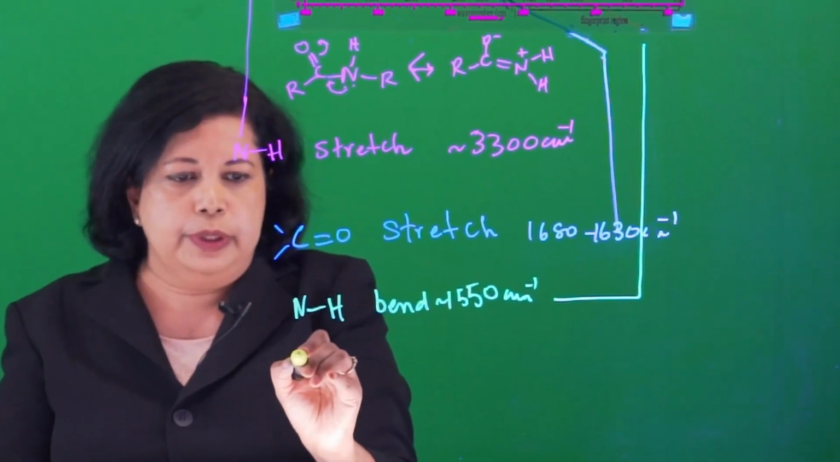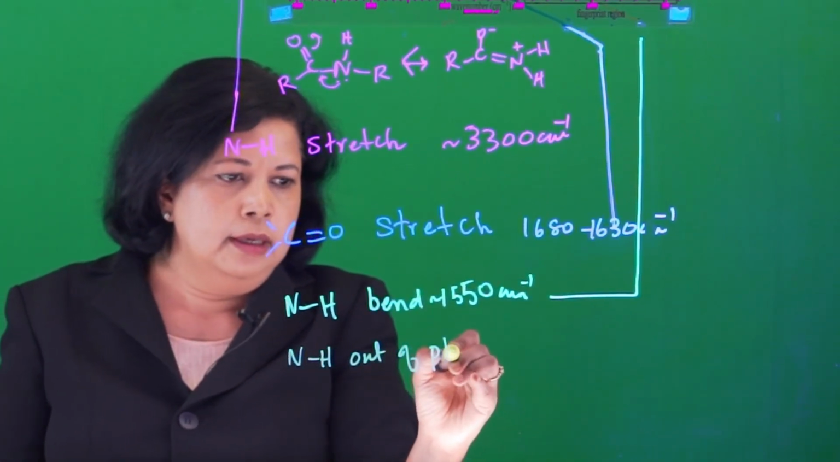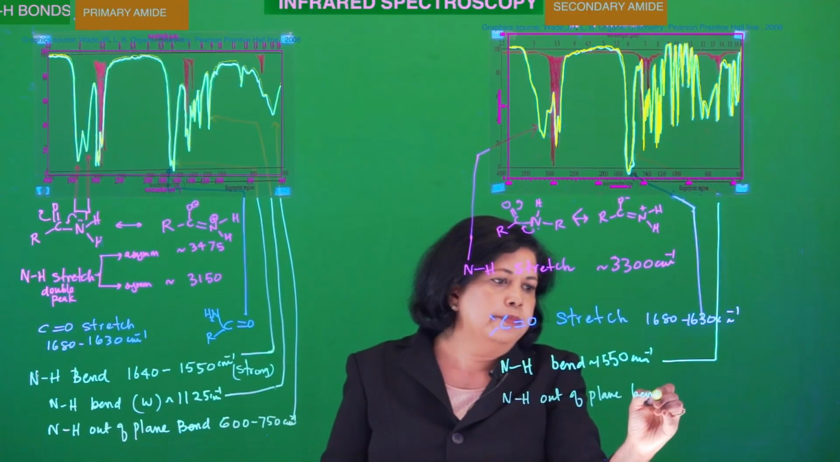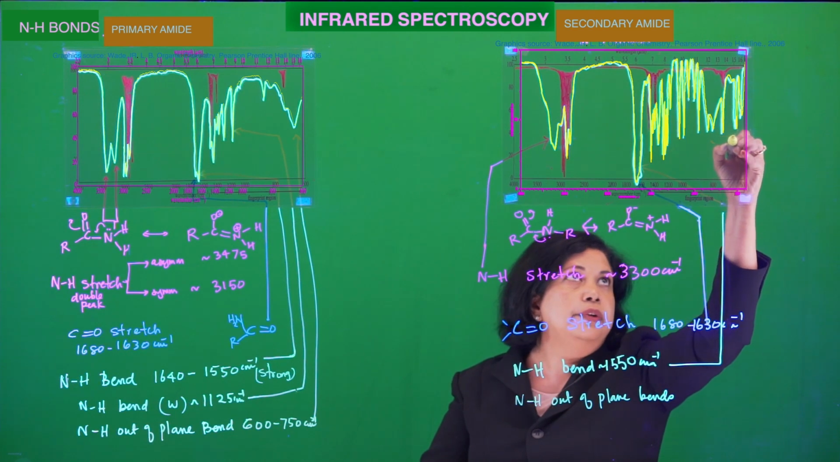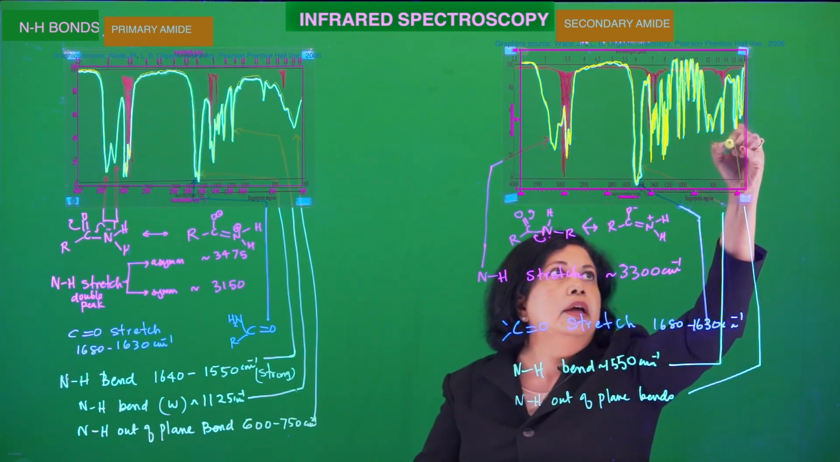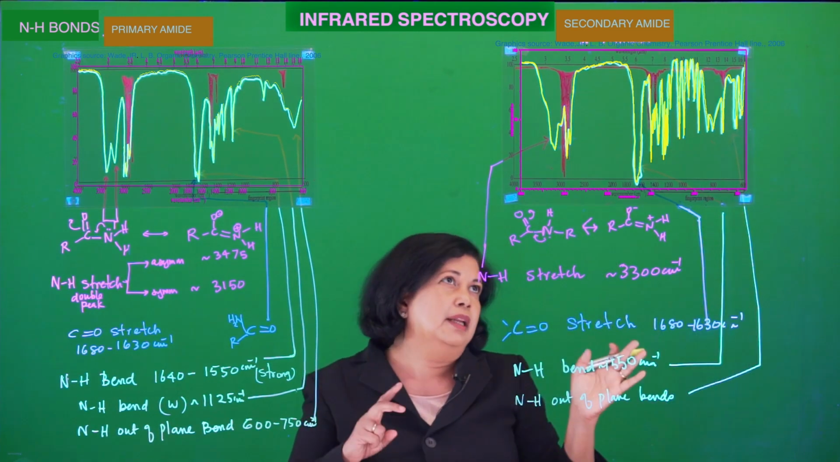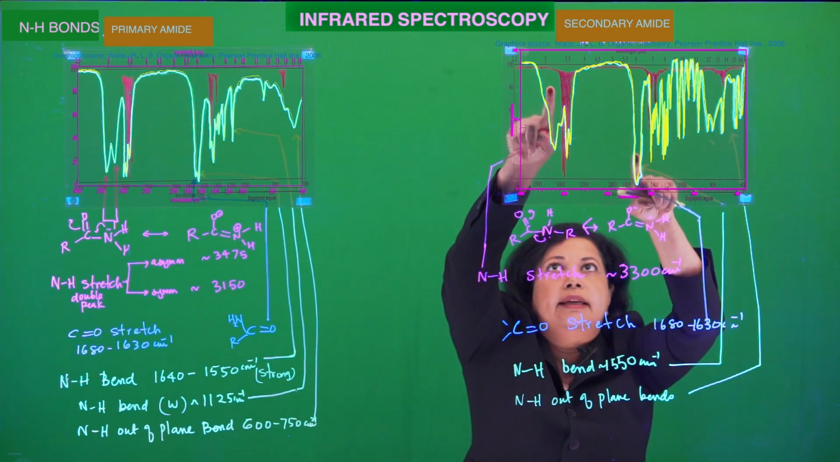So you also can have NH out of plane bends, and those are going to be 600 to 750 somewhere here. So these are really very important NH bends out of plane. But typically if it's an amide, you just look at this and this.